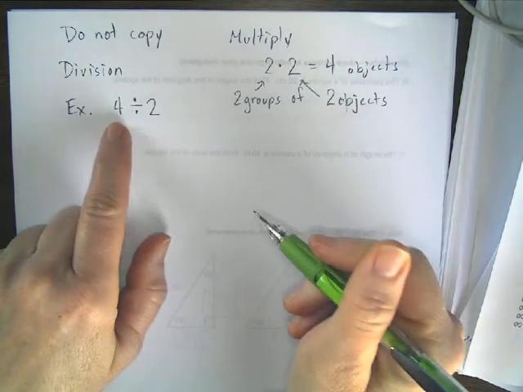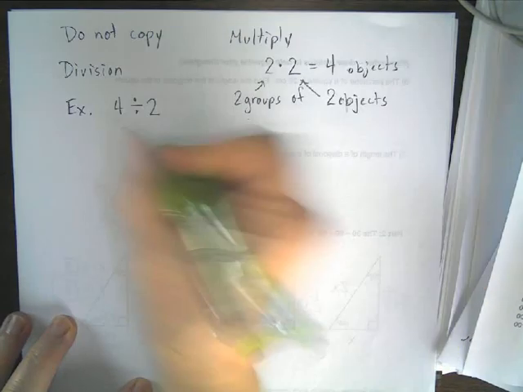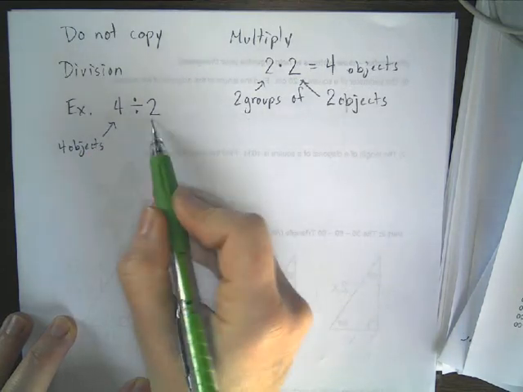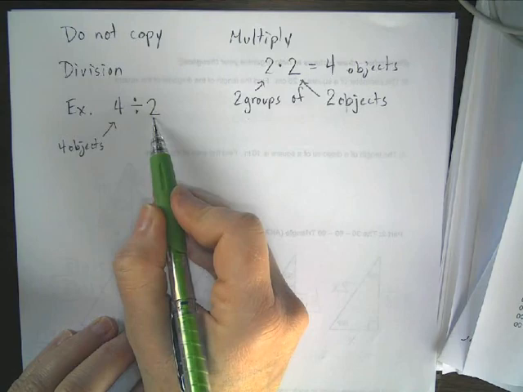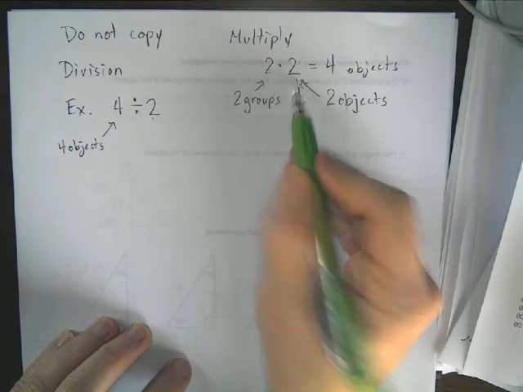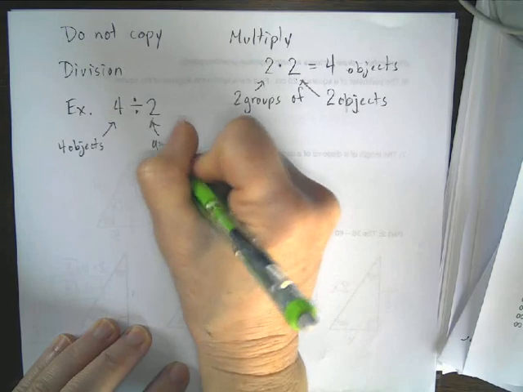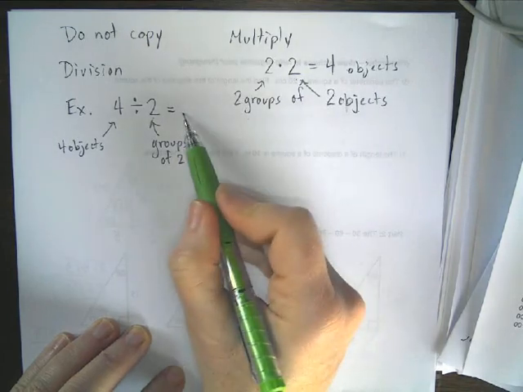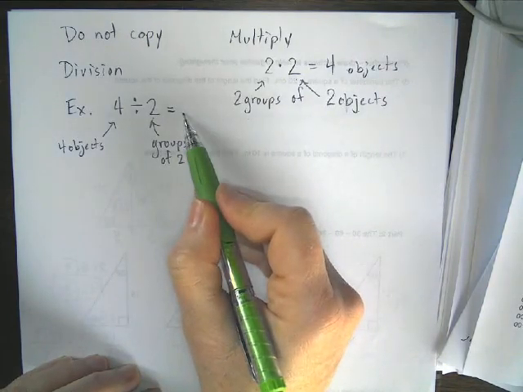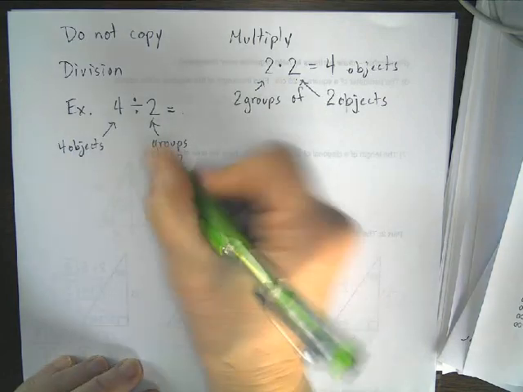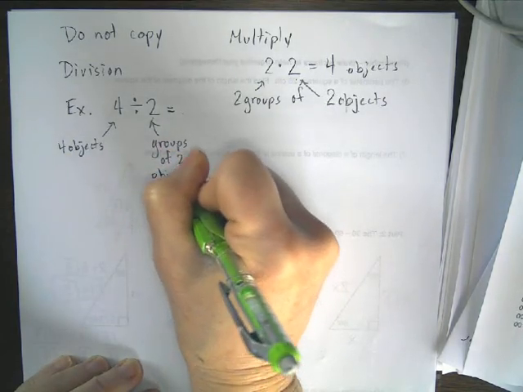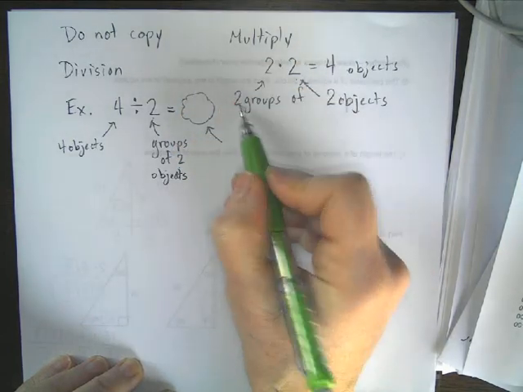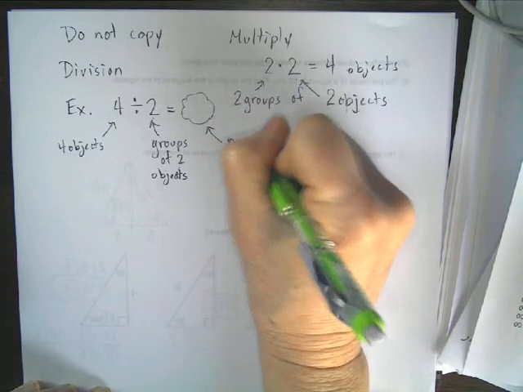So division is going backwards. It's saying I have 4 objects, and I want to divide that into groups of 2. This would be how many groups do I get? So groups of 2 objects. The answer here would be how many groups, the number of groups.